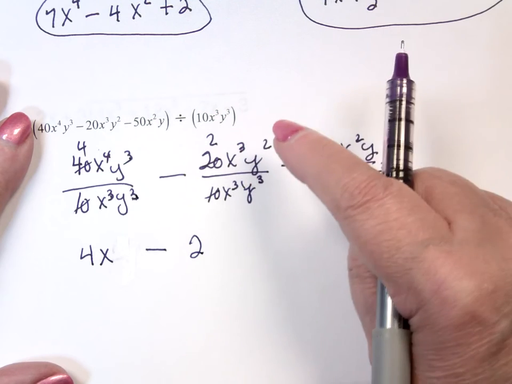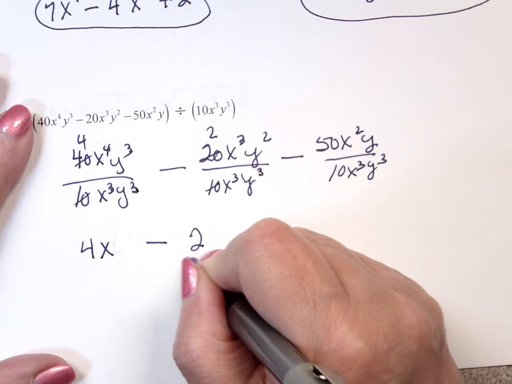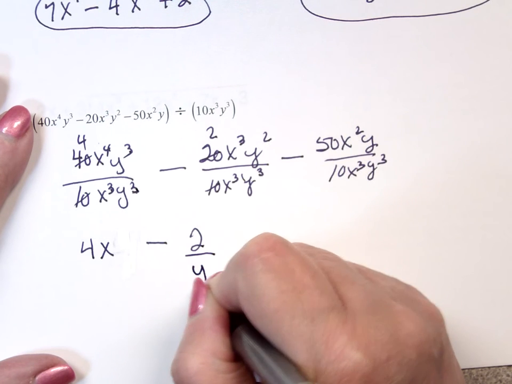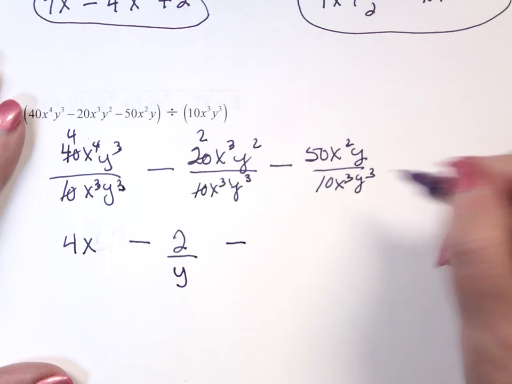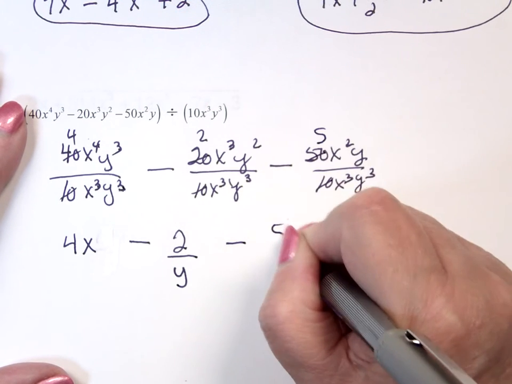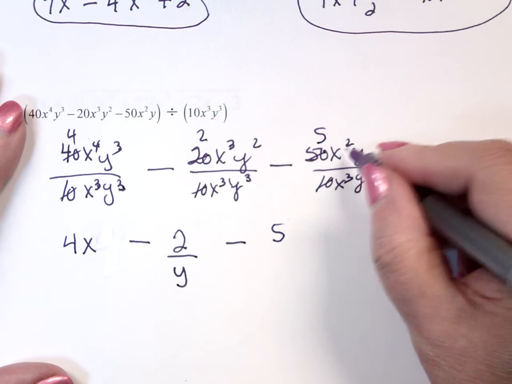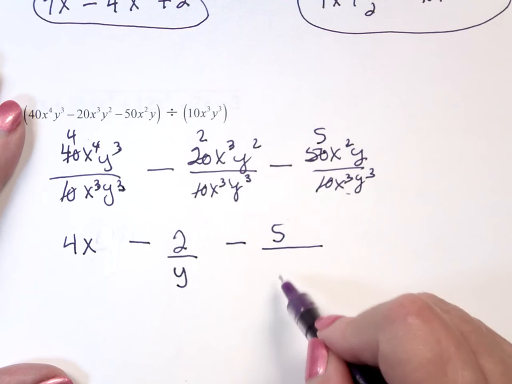The x's reduce out. But what happens to the y? It's negative, so it belongs down on the bottom. 50 divided by 10 gives me a 5. Now what happens? x is on the bottom. x and y are on the bottom, right?